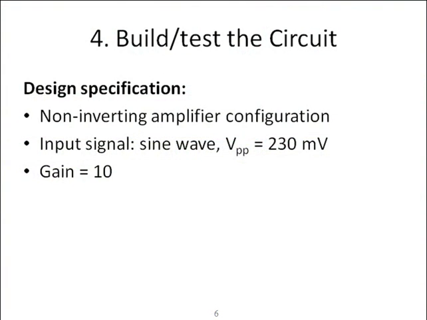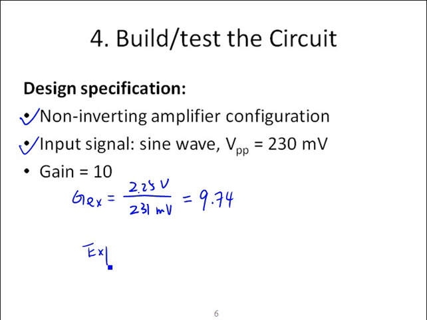Go back to the design specifications. We use a non-inverting amplifier to amplify an input signal, and the experimental gain is around 9.7. The experimental error is about 11%. This error might come from the tolerance of the resistors.